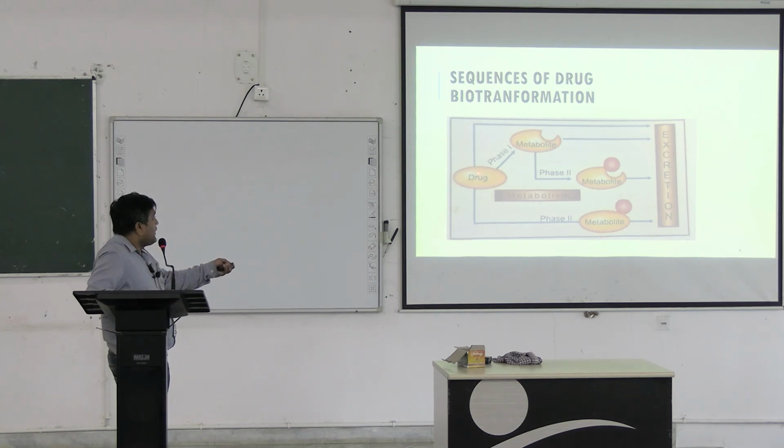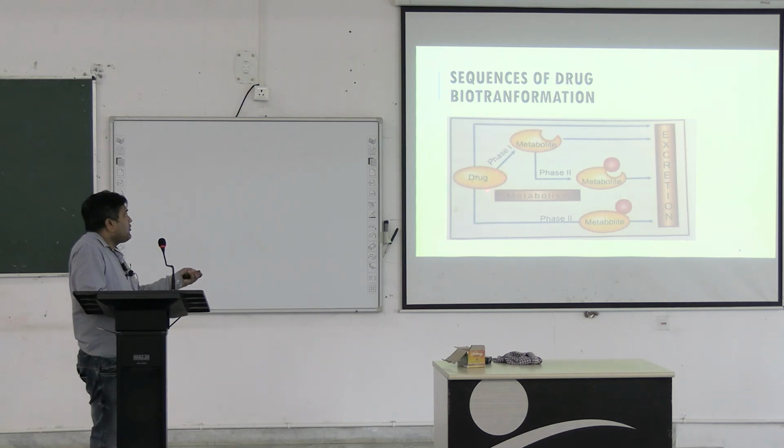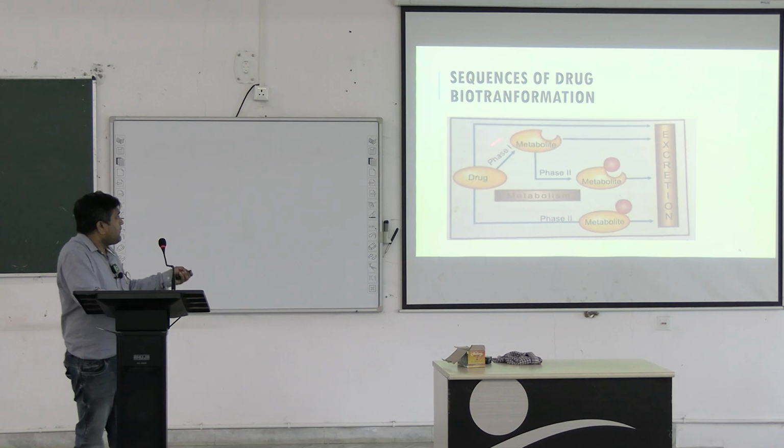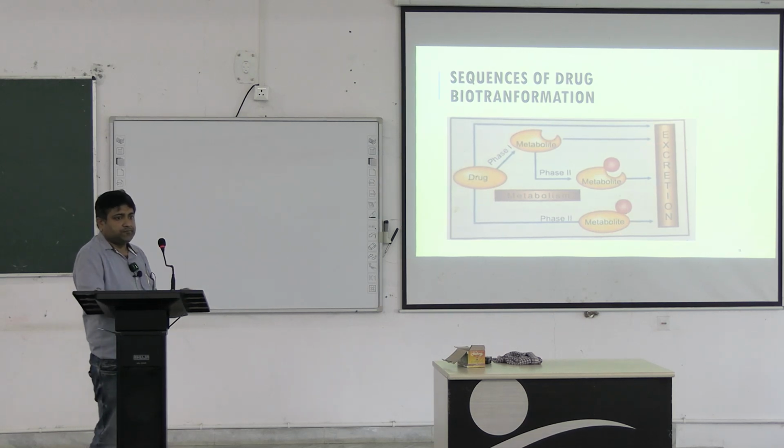Drug may not undergo any sort of metabolism and can be directly excreted, is the one way. Drug may undergo phase 1 metabolism followed by phase 2 is the second way. Drug can undergo phase 1 metabolism followed by excretion, without phase 2 metabolism. It may also occur that a drug undergoes only phase 2 metabolism and then excretion. It may also occur.